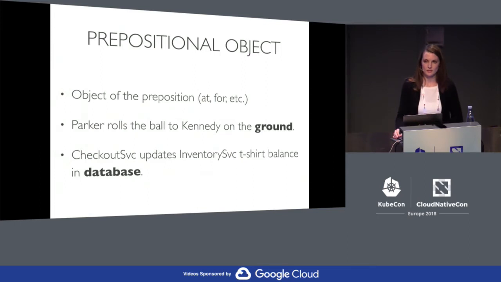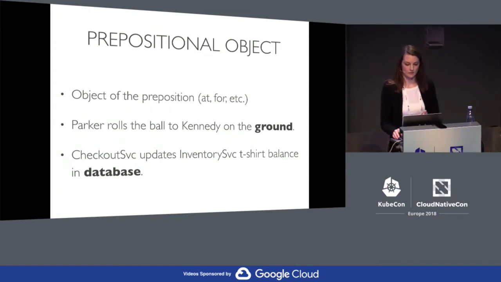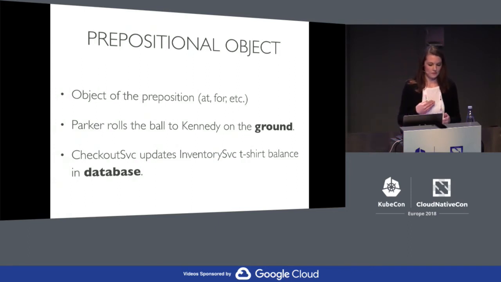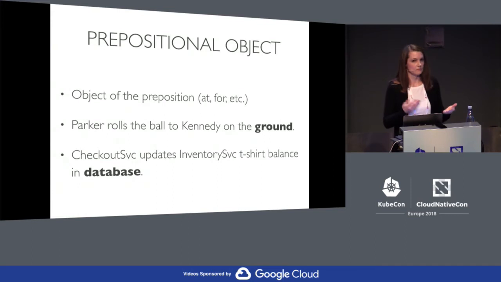The prepositional object is the object of the preposition. It's introduced by the preposition. A preposition is something like at, for, or on. So Parker rolls the ball to Kennedy on the ground. Ground is introduced by on. And checkout service updates inventory service, t-shirt balance, and database. So database is introduced by the preposition in. And these objects are available if you need more flexibility and more information for your grammar and in your logging, but you don't always need them. But they're there, you have the flexibility to use them.